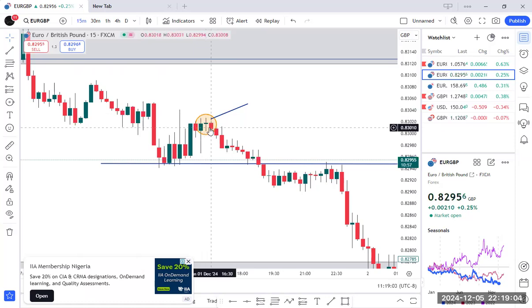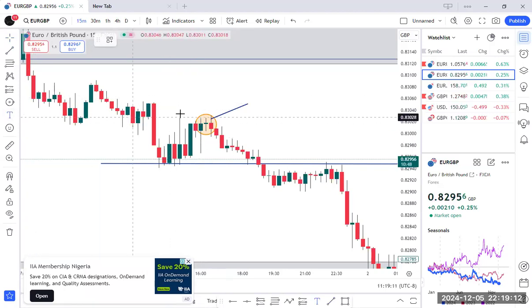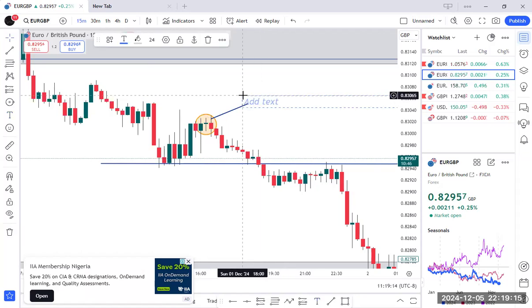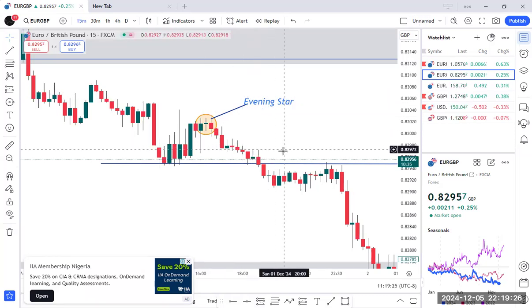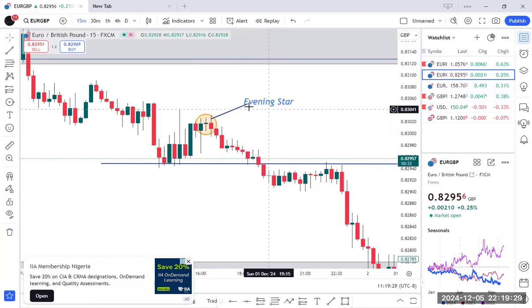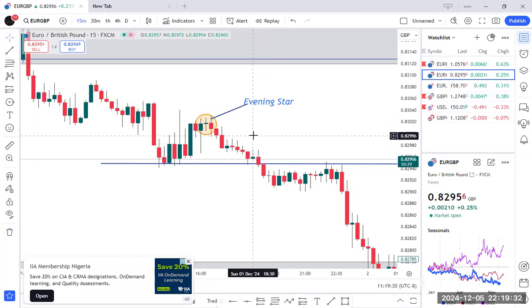So immediately you see this evening star candlestick, it's giving you a signal that the sellers are in the market trying to push the price down. This is an evening star candlestick. So the current evening star shows that the sellers are in the market. The sellers are about to take charge, pushing the market down. So once you see an evening star at a key level, what you need to do is sell the price.